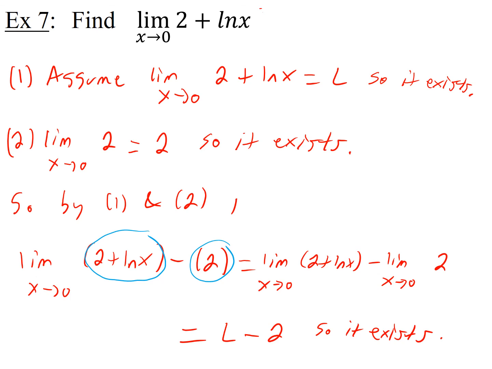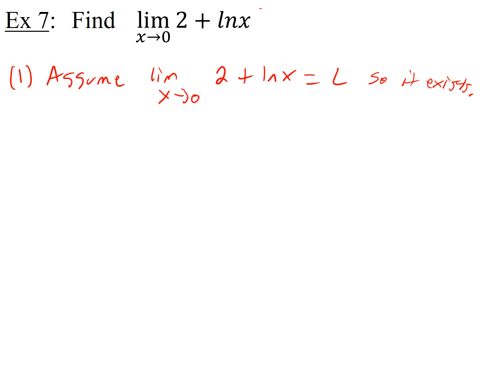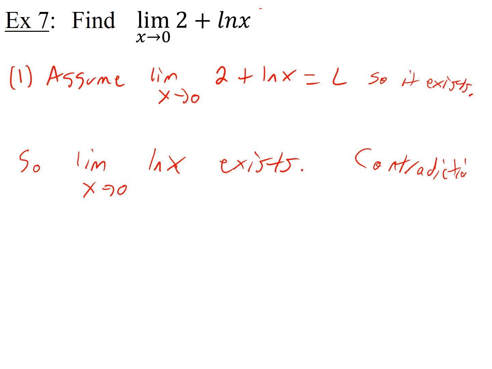But what is that showing us? If you look at the limit that I just found, these 2's cancel, and basically I'm saying the limit of natural log x remains. So I'm going to write that down now. The conclusion is that the limit as x goes to 0 of natural log x exists. But we know that can't be the case. We already know this limit doesn't exist, so that's a contradiction. It contradicts the initial assumption that the limit of 2 plus natural log x exists. If we make that assumption, we can conclude that the limit of natural log x exists, but it doesn't. So the original limit must not exist.